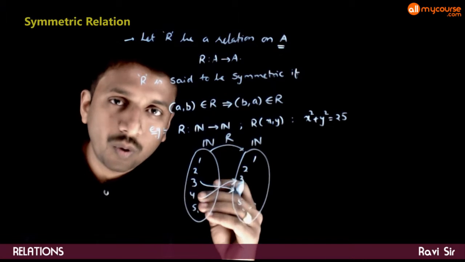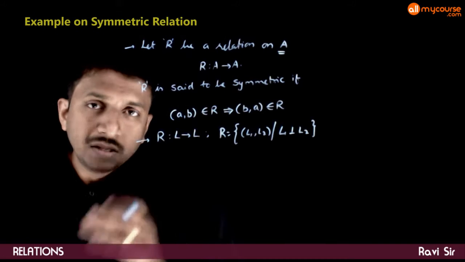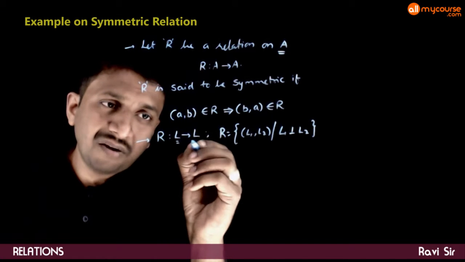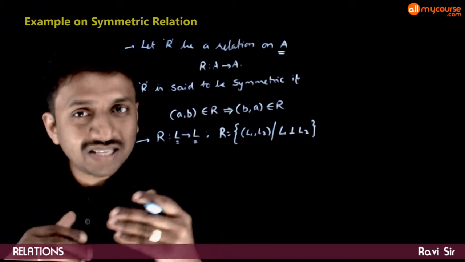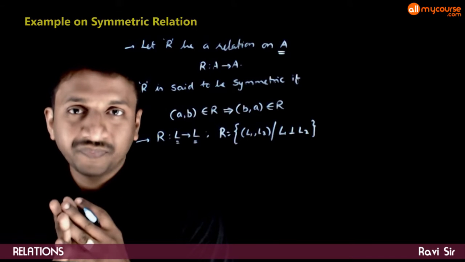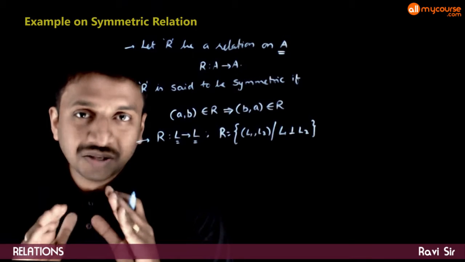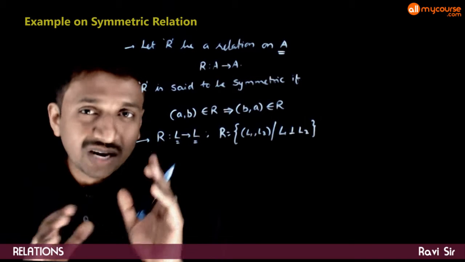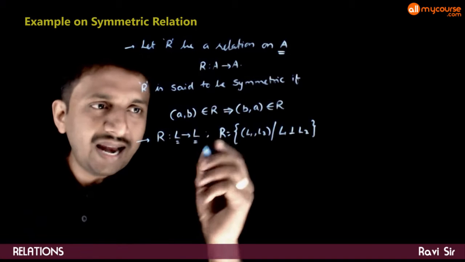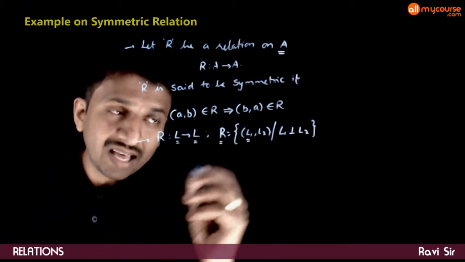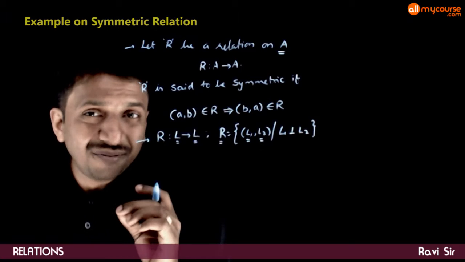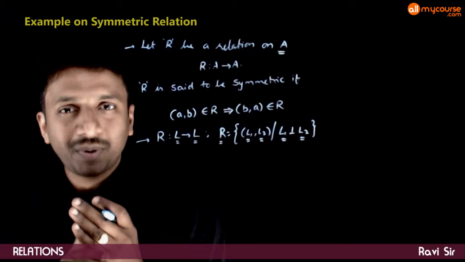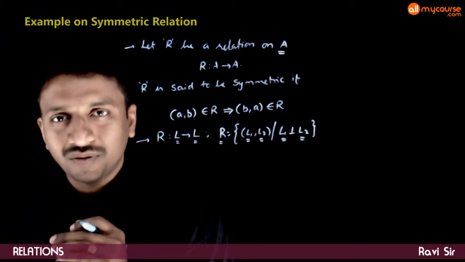Now let us look at one more example. R is defined from the set of lines to the set of lines on the plane. If you take a Cartesian plane, we know that you can draw a lot of lines. So R is a relation defined from the set of lines to itself, and R connects the line L1 to line L2 if and only if they are perpendicular to each other. If two lines are perpendicular to each other, R connects both of them.